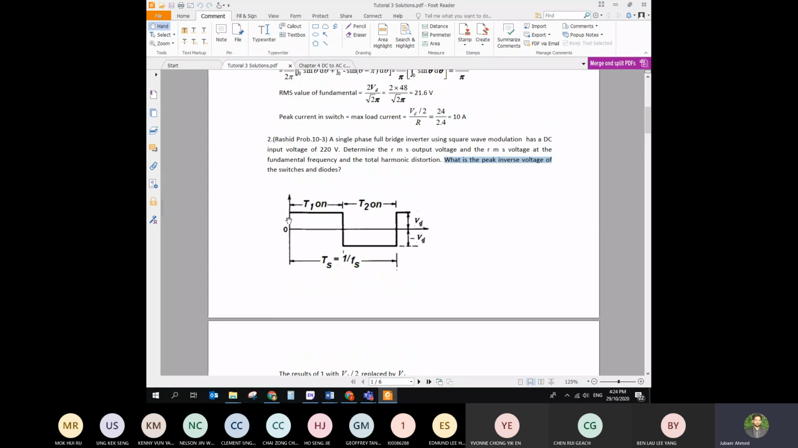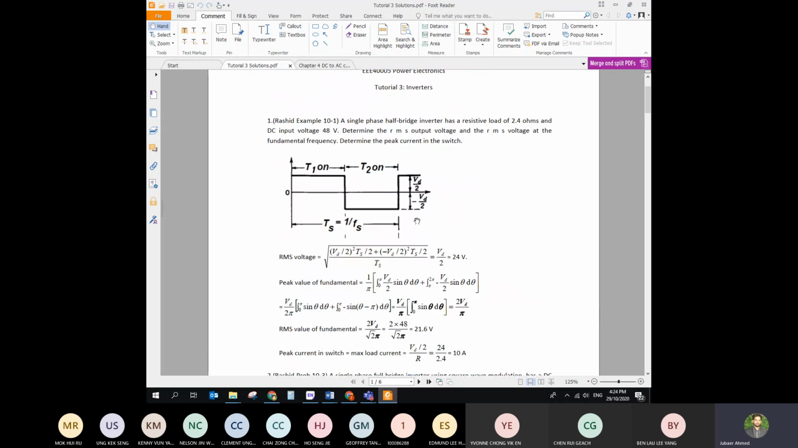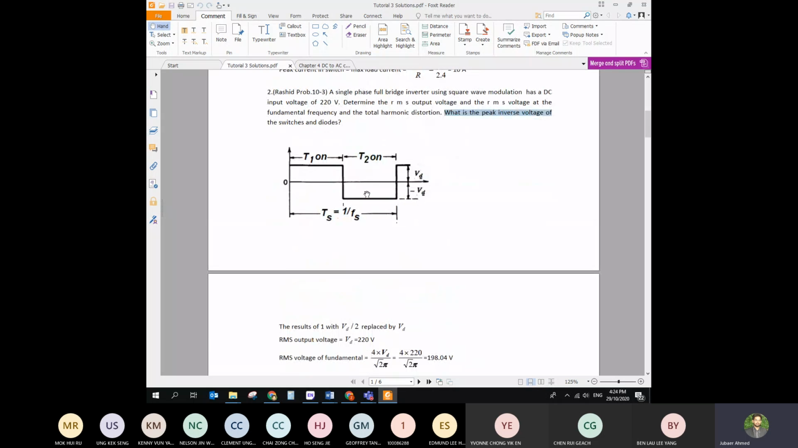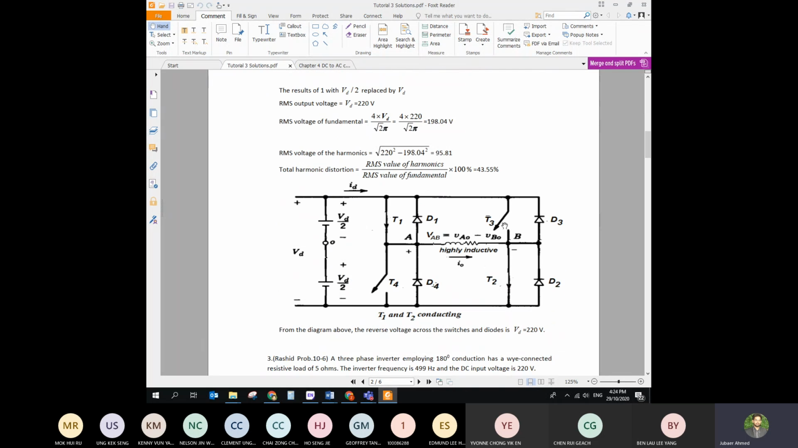So this is a full bridge. This circuit doesn't belong here; it belongs to the other one, so ignore this. This circuit is actually this one. It's a full bridge, so you know the configuration of the switches. You have to be very careful about it.